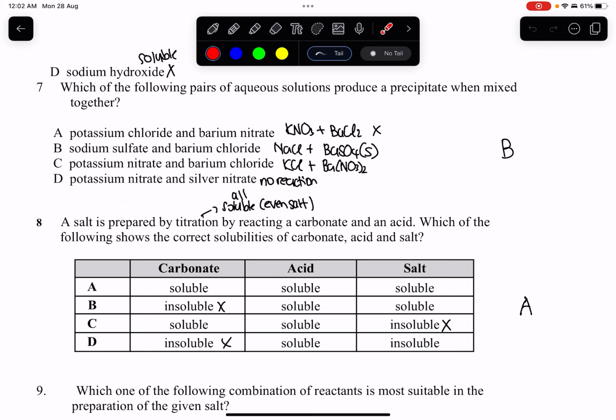Next I will check whether one of the products formed is insoluble. If I have potassium chloride and barium nitrate in A, I will form potassium nitrate and barium chloride. Both are soluble. If I look at C, I have potassium nitrate plus barium chloride. I'll get potassium chloride and barium nitrate, both soluble. The answer has to be B, which is sodium sulfate plus barium chloride. I'll get sodium chloride, which is soluble, but barium sulfate is insoluble.